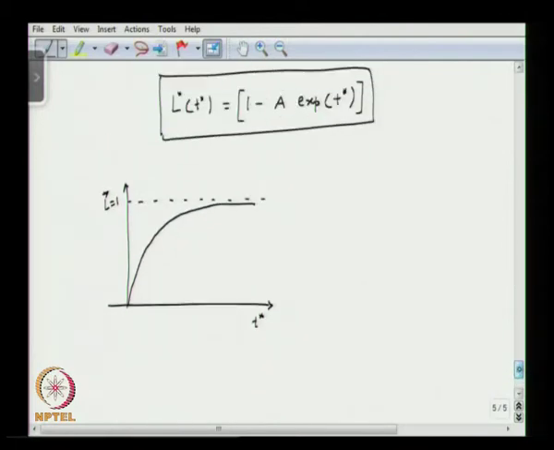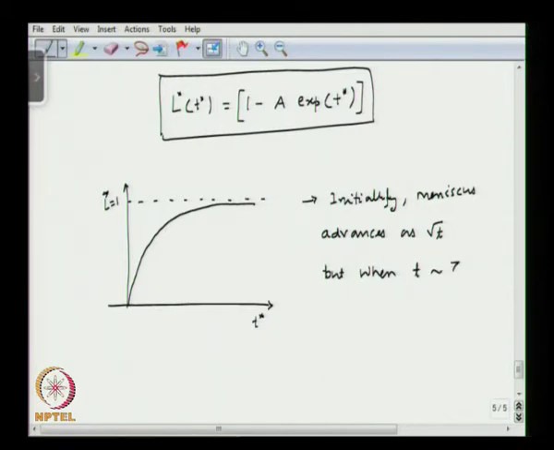What we conclude from here is initially the meniscus advances as square root of t, but when time t is of the order of the characteristic time scale, then it reaches the equilibrium value asymptotically.